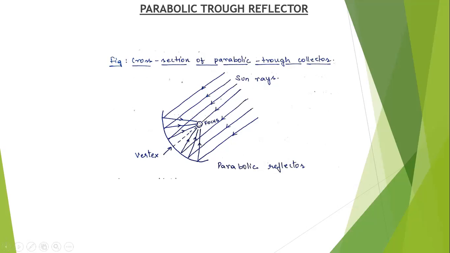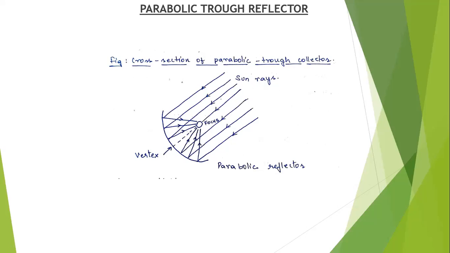Solar radiation coming from a particular direction is all collected over the area of the reflecting surface. This is the reflecting surface, and we are collecting the solar radiation here. This solar radiation coming from the sun rays is concentrated at the focus of the parabola. This is parabolic in shape. That's why we call it a parabolic trough reflector. Since it is in the form of a parabola, that's why the name exists.